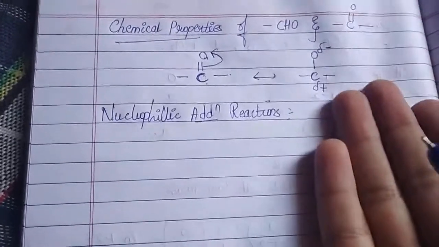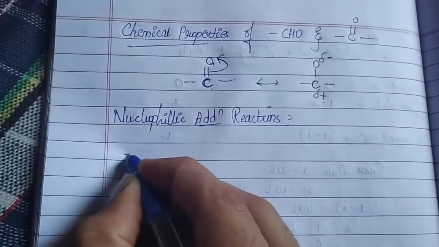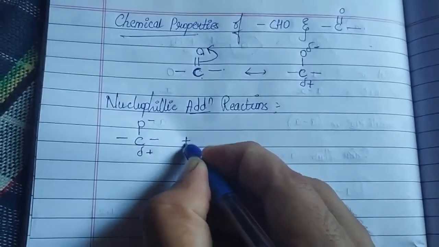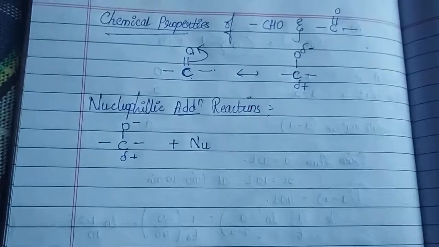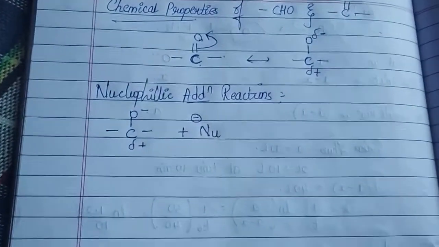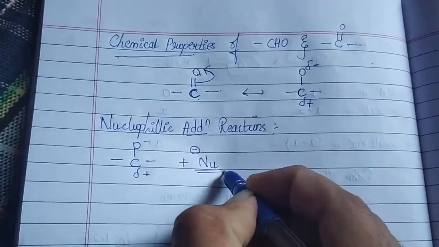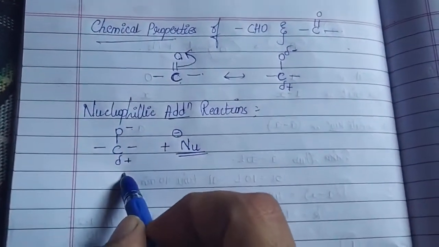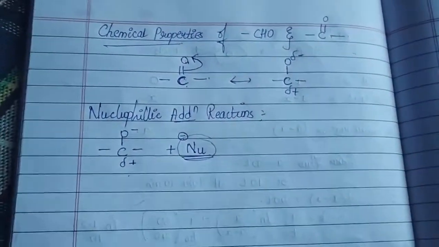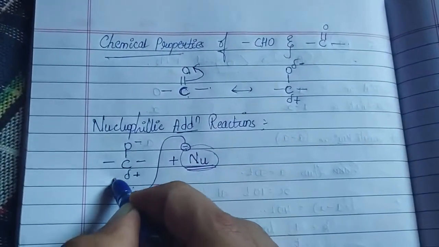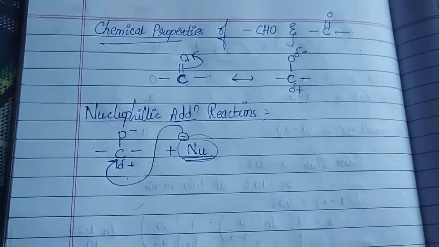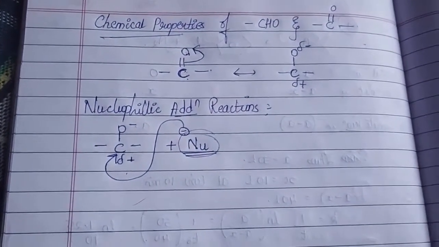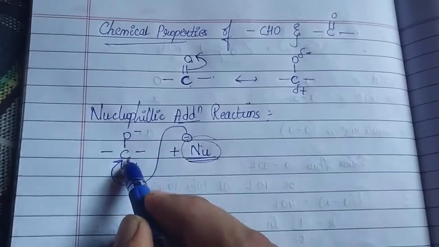The answer lies within the structure. When I write the structure, that is C, O with delta minus and delta plus, we know that the nucleophile is an electron-rich species, so let me represent it with the negative sign. Since it is electron-rich, negative will be attracted towards positive. So the nucleophile is going to attack our carbonyl carbon. In all the addition reactions we study from now onwards, you have to remember the nucleophile attacks the carbonyl carbon.